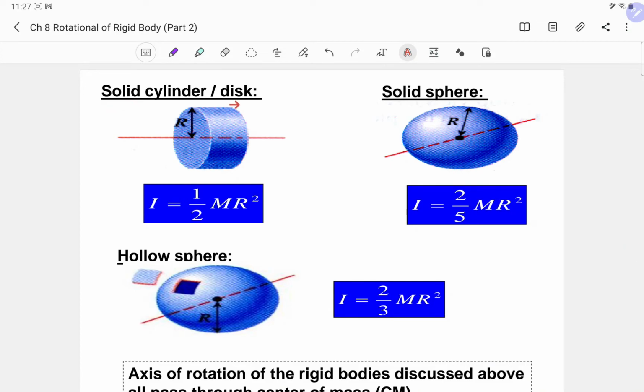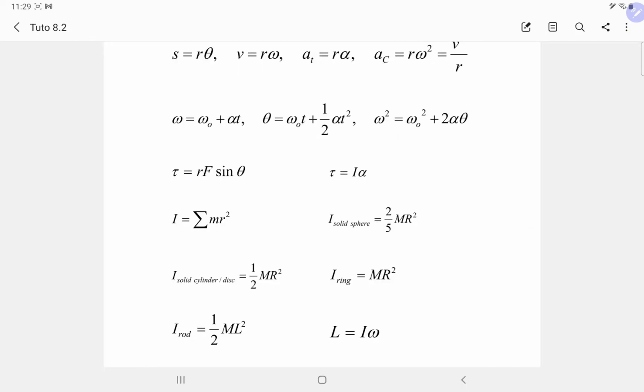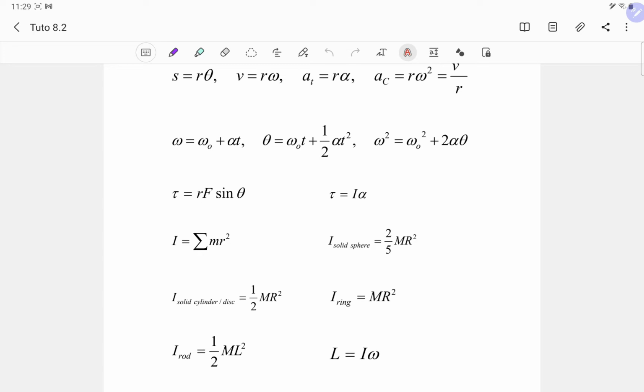Next, solid cylinder or disc. For this one, the formula is 1 over 2 mr squared. For solid sphere, 2 over 5 mr squared. For hollow sphere, kosong di dalam, 2 over 3 mr squared. So all the formulas for the moment of inertia for different types of shapes, you can refer to the list of formulas. When you do your assignment, make sure that you refer to the question for what type of shape of rigid body, then you choose the formula from the list of formulas. It's either solid sphere, ring, solid cylinder, or disc, or rod.